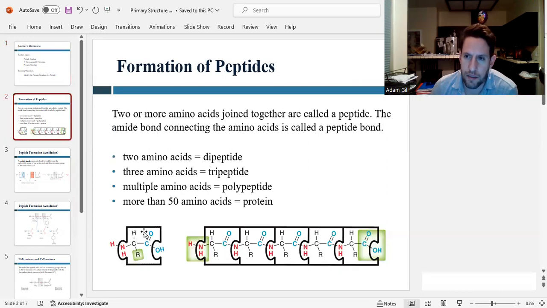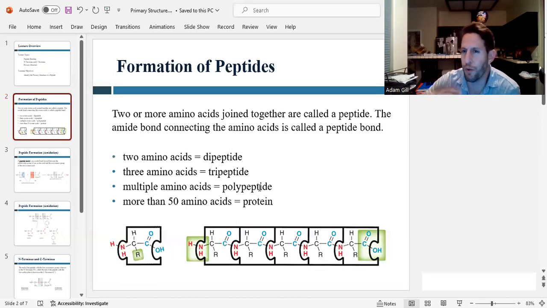So amino acids can be thought of as a single link in the chain, and those amino acids can be linked together to form what are called peptides. They're connected by an amide bond, but when we're connecting two amino acids, we call that amide bond a peptide bond. Two amino acids stuck together is a dipeptide. Three is a tripeptide. A bunch of amino acids is a polypeptide.